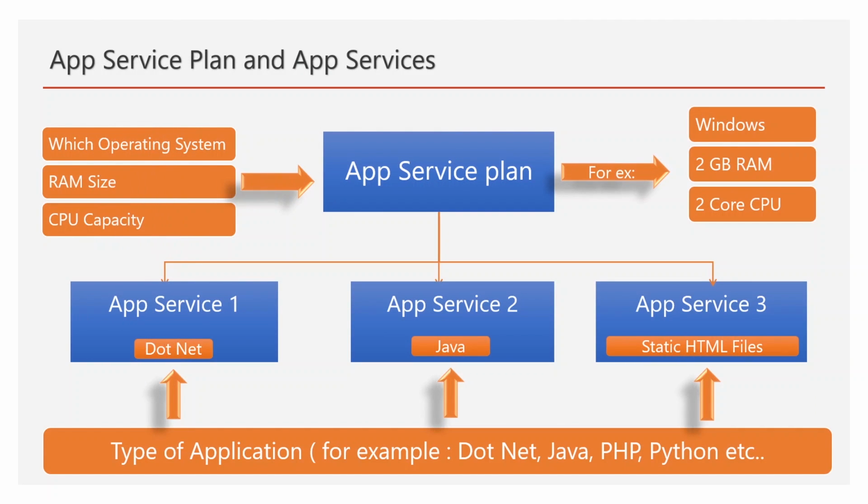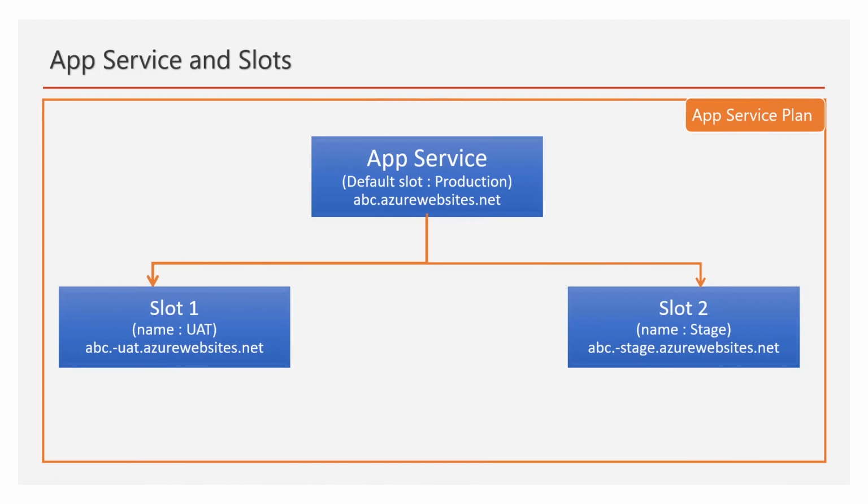Before getting started with deployment slots, it is good to know about Azure App Service and App Service Plan. I will give a quick introduction to App Service Plan and App Services so that you can easily understand the deployment slots. One App Service Plan can contain multiple app services as shown here. Operating system and compute resources are defined at App Service Plan level, and all the app services share the App Service Plan resources. One app service can contain multiple slots.